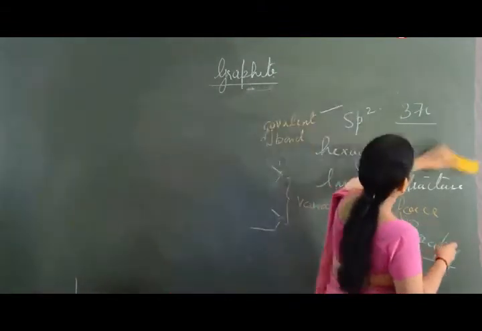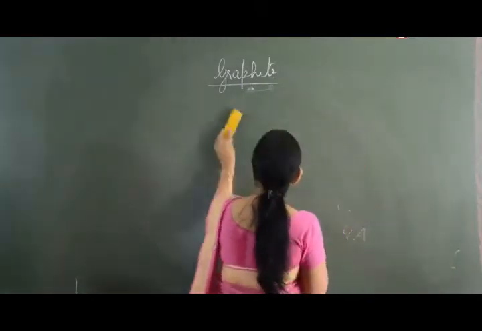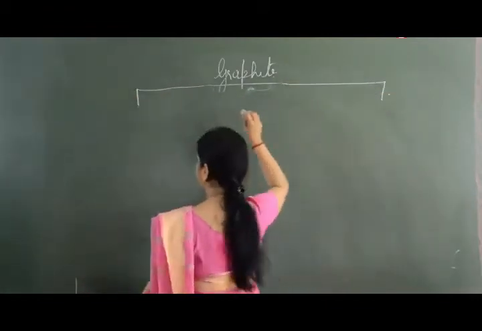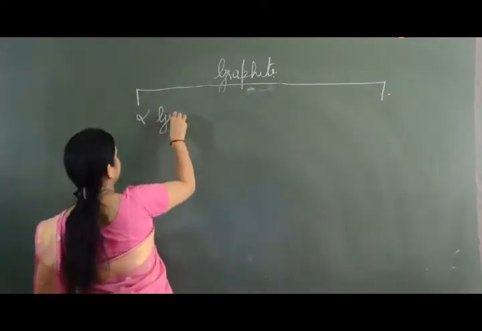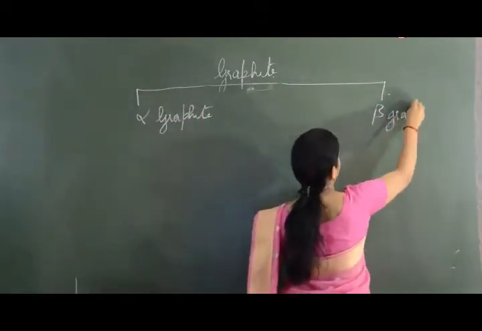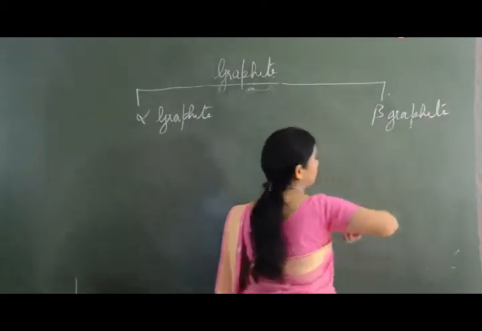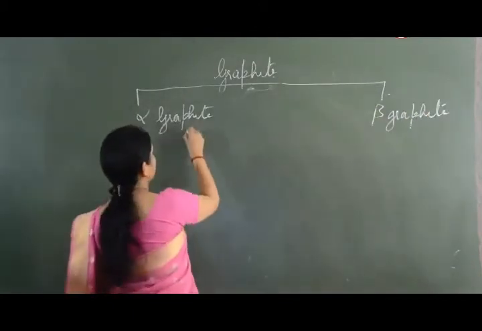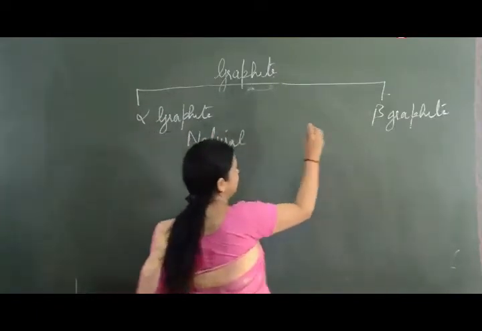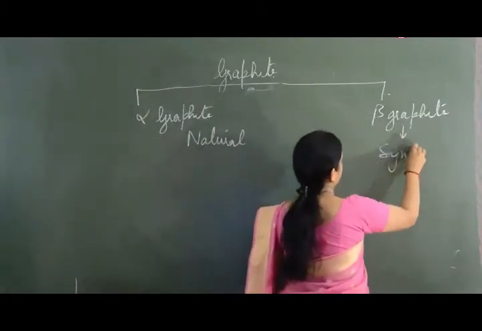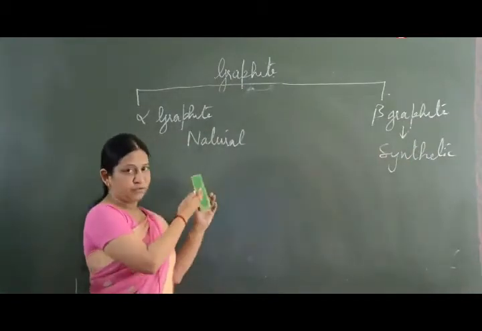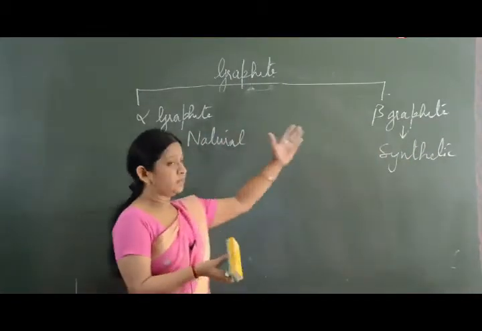Then we come to types of graphite. Basically we have two types of graphite. One is alpha graphite, second is beta graphite. Alpha graphite is natural, or naturally occurring, whereas beta is synthetic. So one difference is that this is natural and this is synthetic.